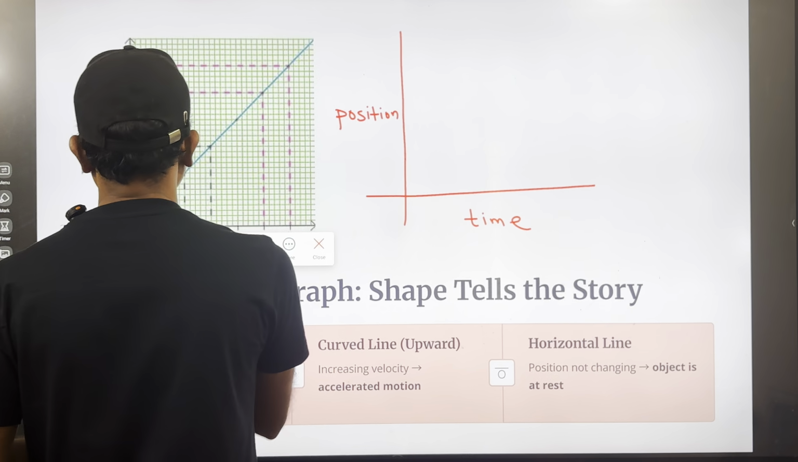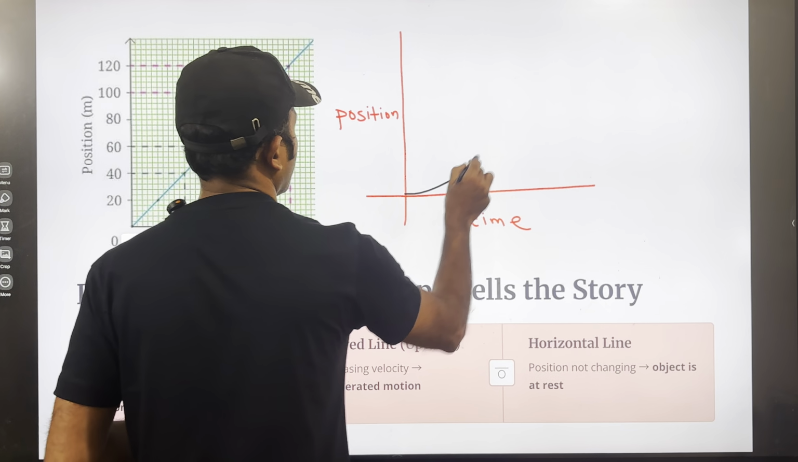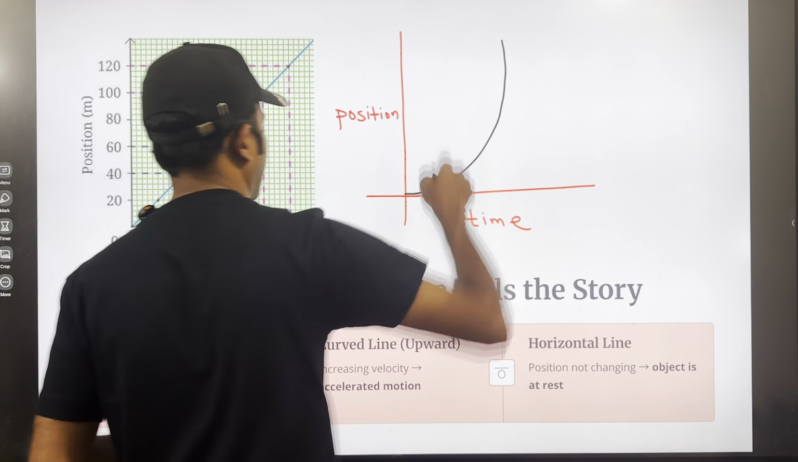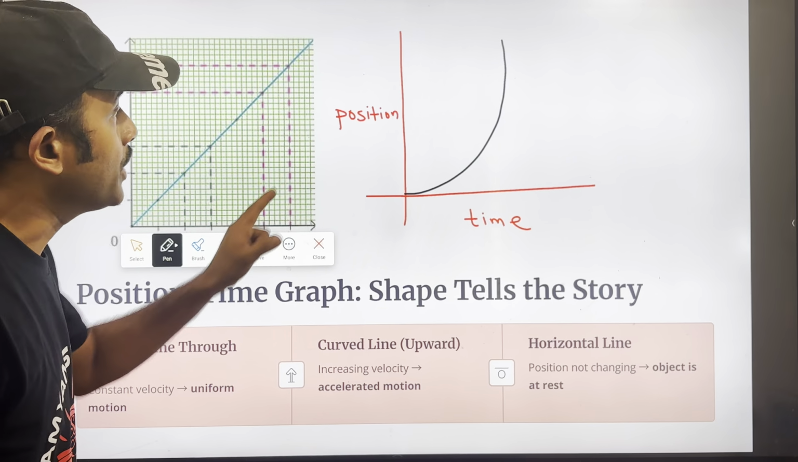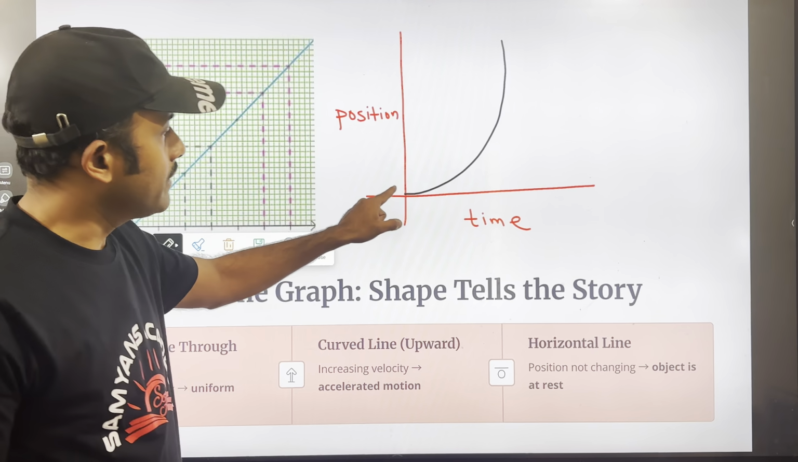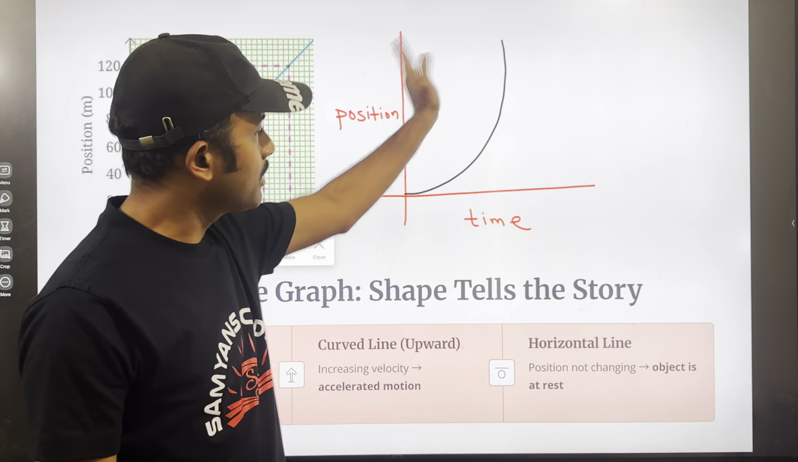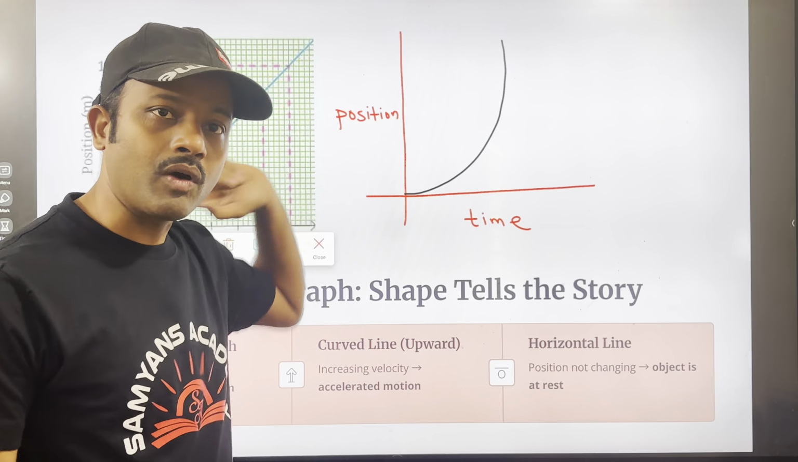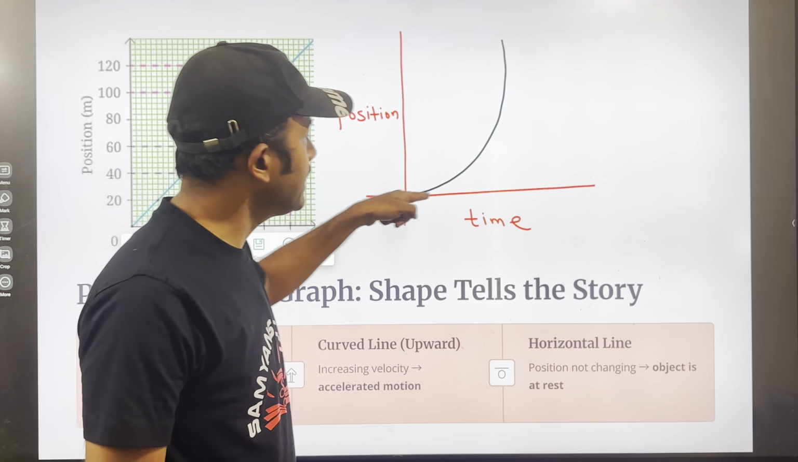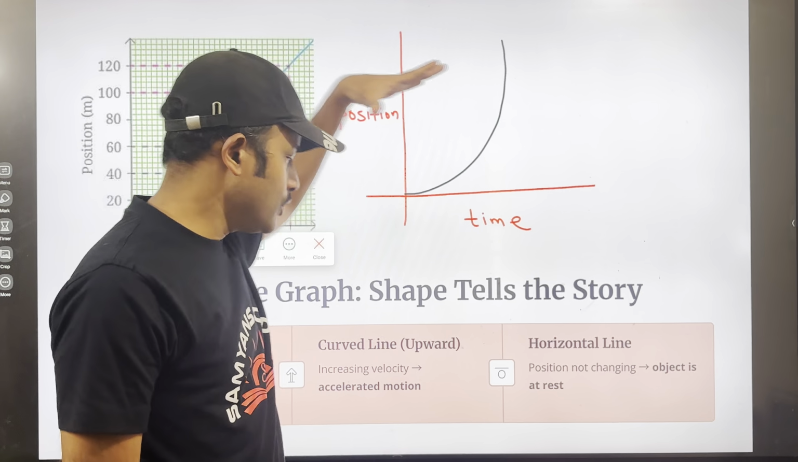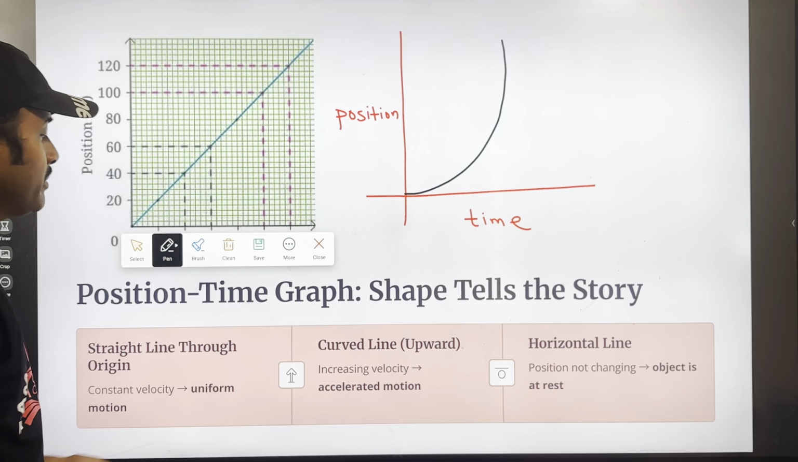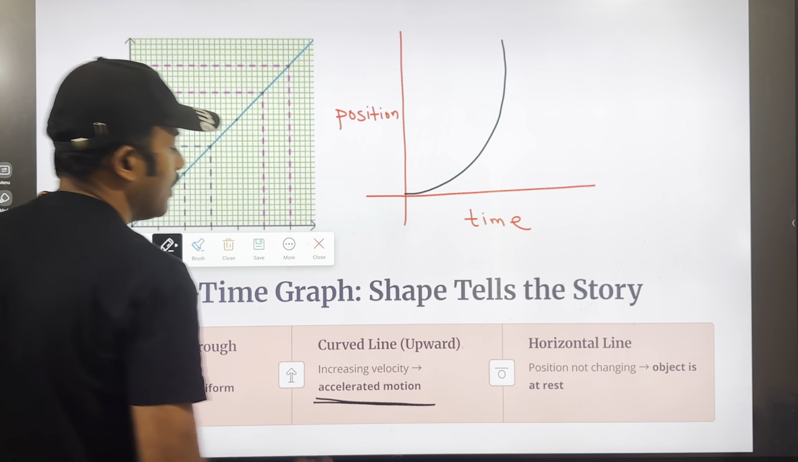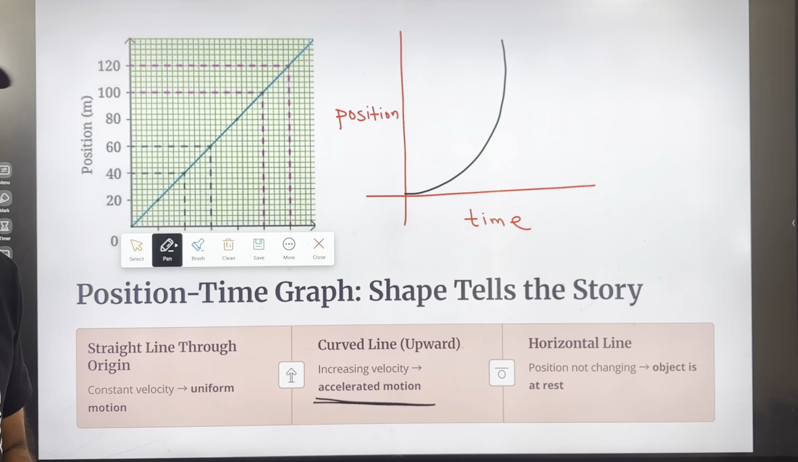If you plot the graph like this, a curved line indicates non-uniform motion. If this line bends towards the position axis, what does it indicate? It indicates an increase in speed, meaning your vehicle is increasing in speed, which means it is accelerating. The motion is accelerating.